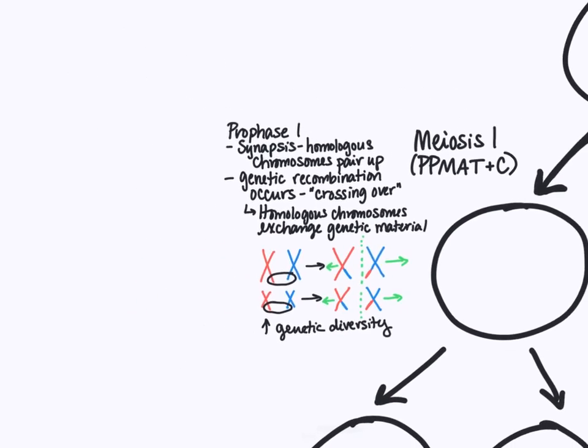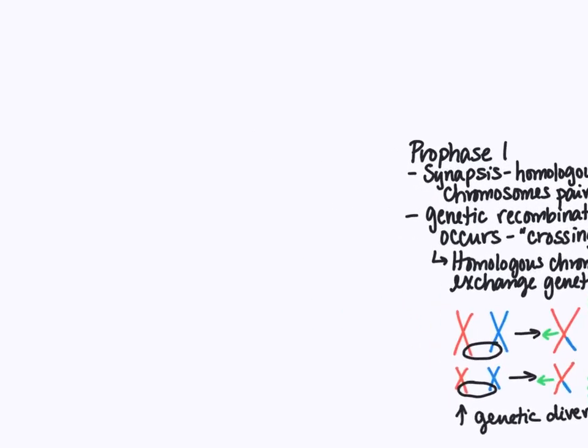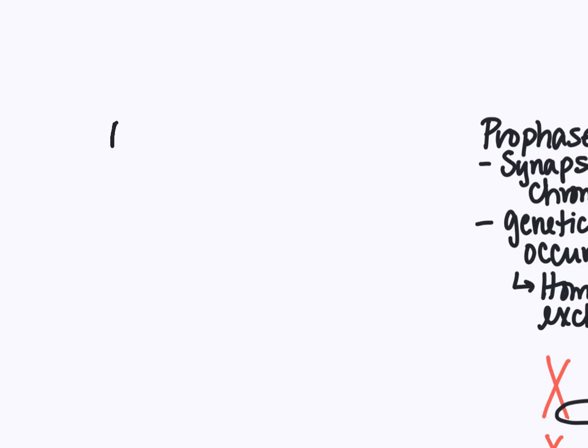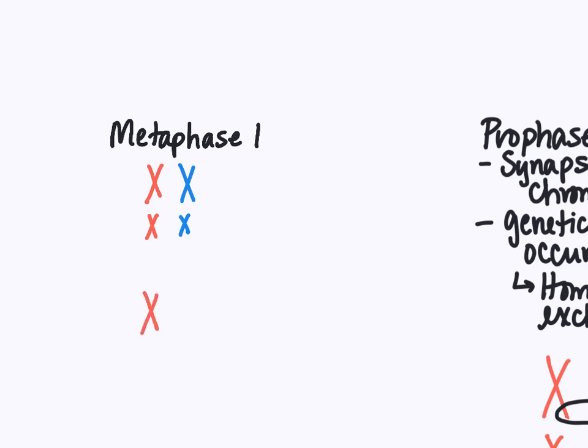So recall that during metaphase 1, we have something called independent assortment happening. I mentioned that during metaphase, the homologous chromosomes line up in the middle of the cell. Now, the order that these chromosomes line up in the cell is random. So they could line up like how we have it shown here, or they could line up in a different configuration. And so we call this independent assortment.